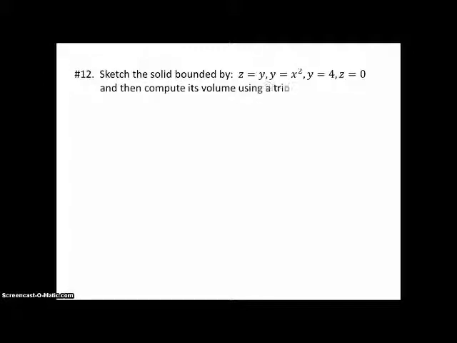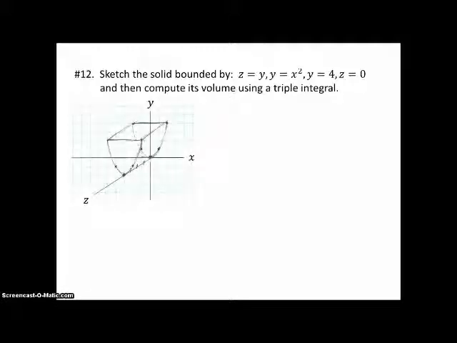Number 12. Sketch the solid bounded by z equals y, y equals x squared, y equals 4, z equals 0, and then compute its volume using a triple integral. So the first thing I did was draw the parabola y equals x squared, and notice I've changed the way I drew the axes to make that easier, and then cut that parabola off at y equals 4, the horizontal line y equals 4. And then that parabolic region moves out towards you along the z-axis.